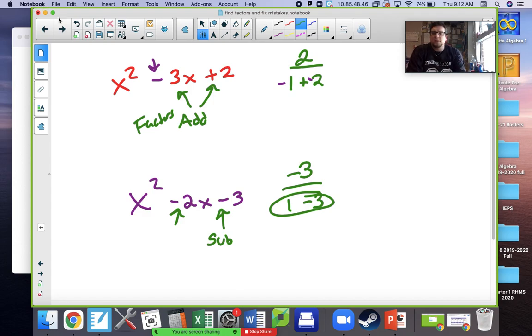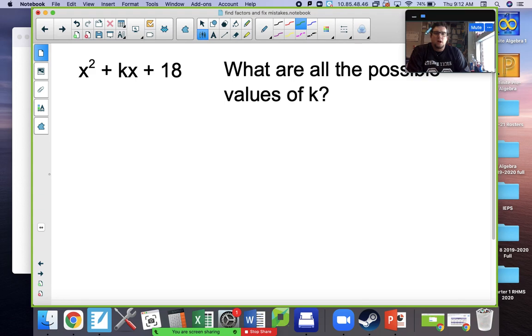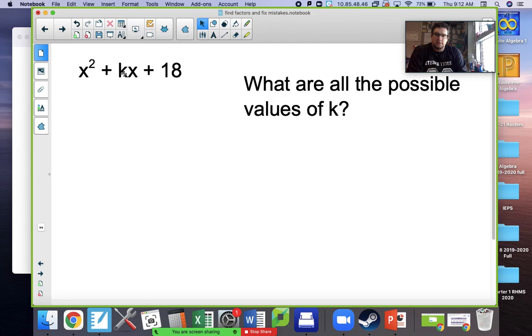So I want to practice these ideas and find all of the possible values that would work for letter K. So if I was going to factor this, what would K have to be to make this factorable? Because technically, the question I have over here, what are the possible values of K, could be any number I want. It should be to be factorable. So all my questions don't have that on there, so I'm going to have to add those later. So what are all the possible values of K to be factorable?